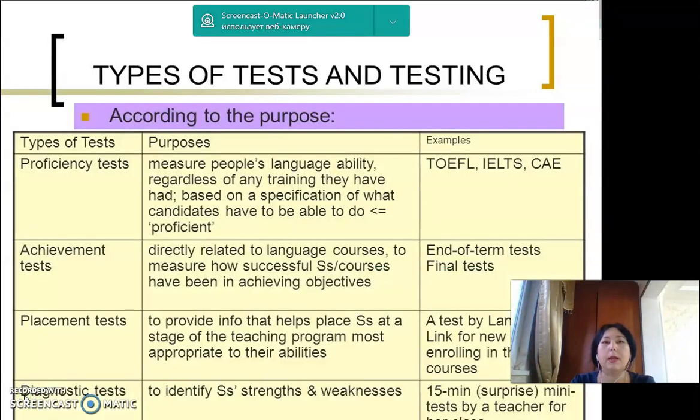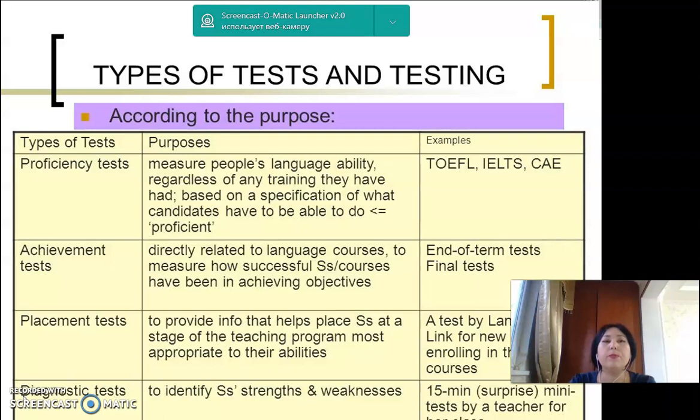In this slide, I would like to talk about some types of tests and testing. According to the purpose, there are four distinguished tests: proficiency, achievement, placement, and diagnostic tests.